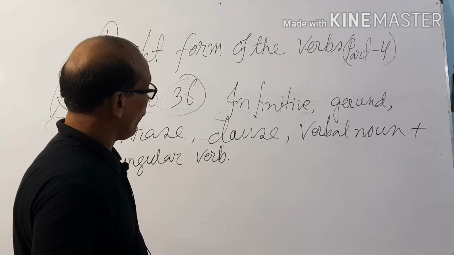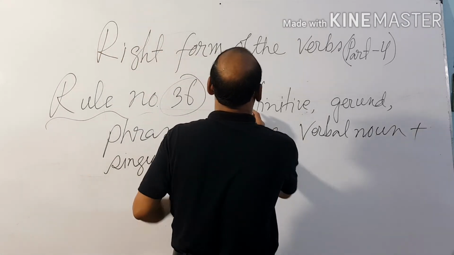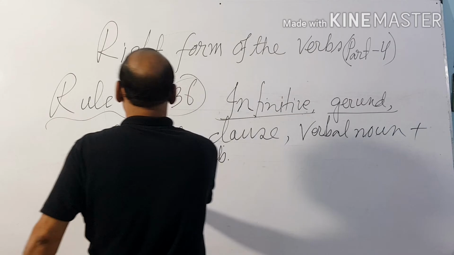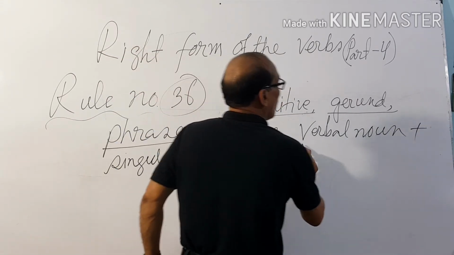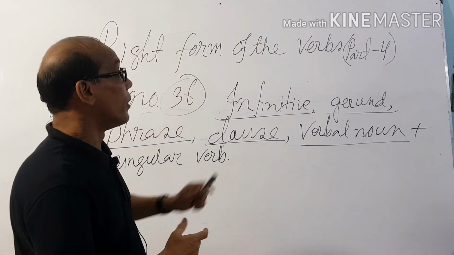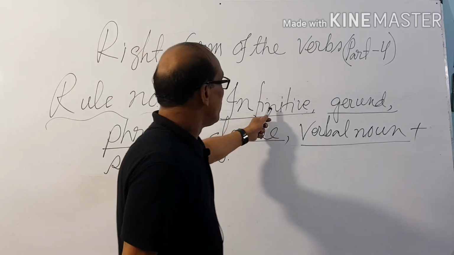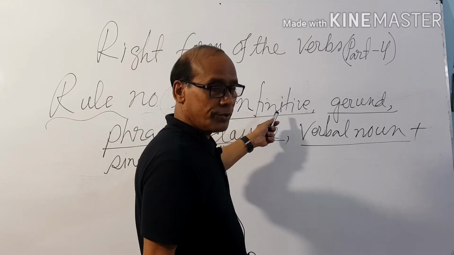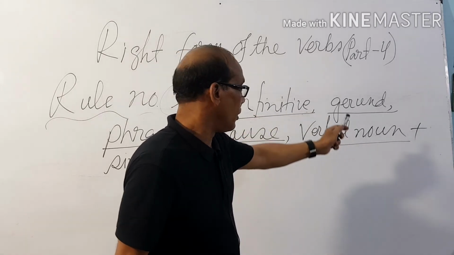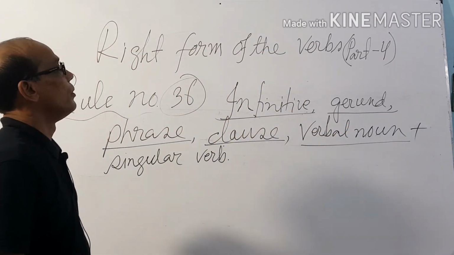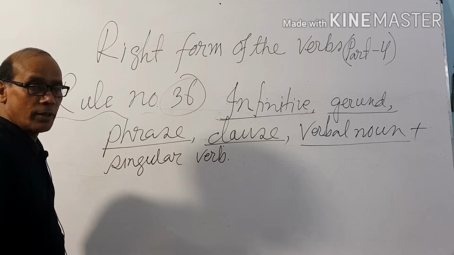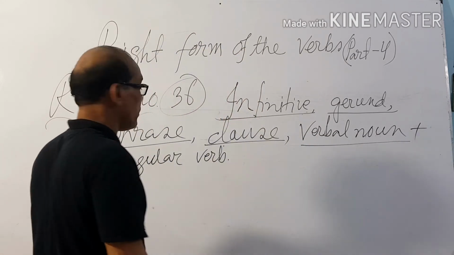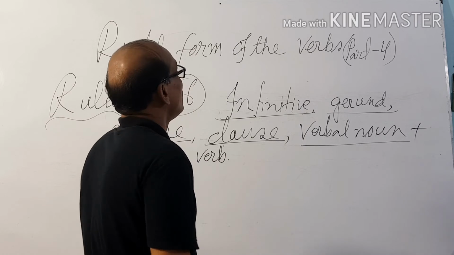I would like to tell you that if the subject is an infinitive or gerund or any phrase or any clause or any verbal noun, the verb must be singular. Infinitive is uncountable. If it becomes the subject, the verb will be singular. Gerund, if it is the subject, the verb will be singular. Phrase, if a phrase becomes the subject, the verb will be singular. Clause, singular. Verbal noun, if it is the subject of any sentence, the verb will be singular.